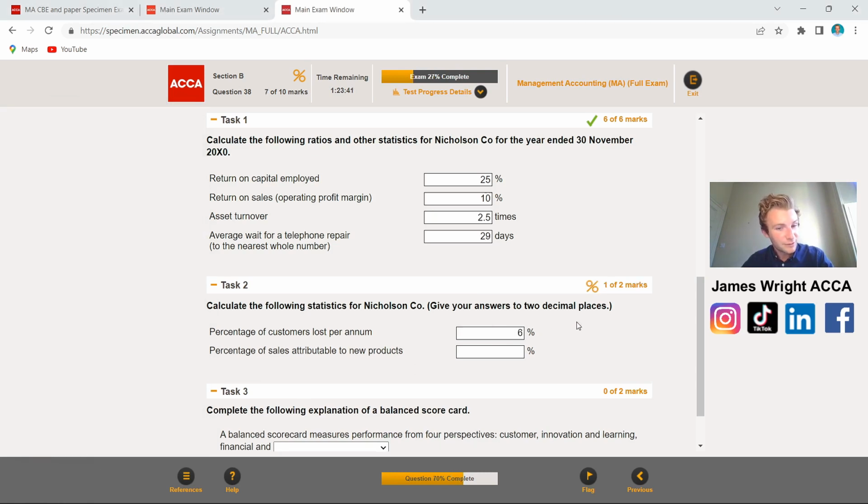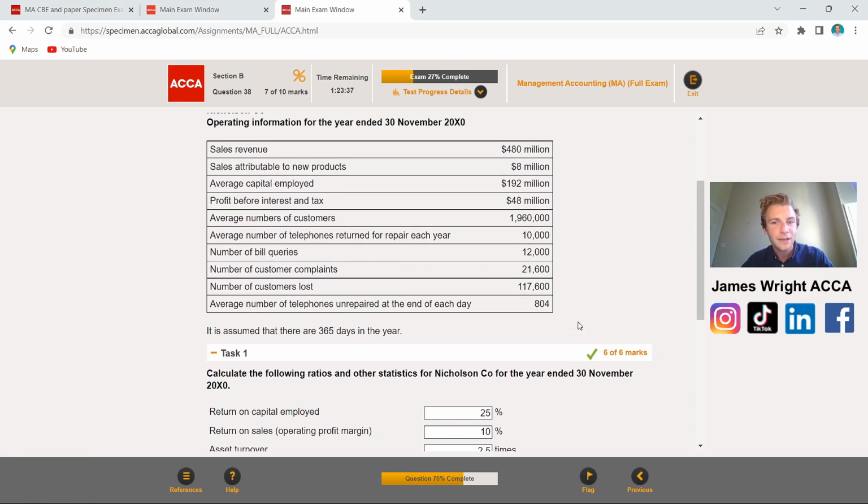The second one, sales attributed to new products. So let's head back up to sales, and notice how the top ones are all in dollars. So these are monetary values. And that's where we're asked about sales for new products of $8 million.